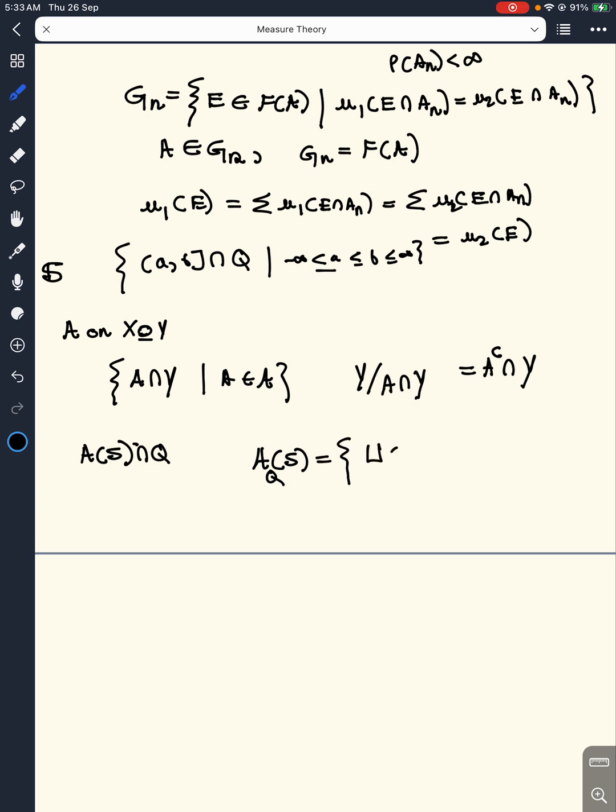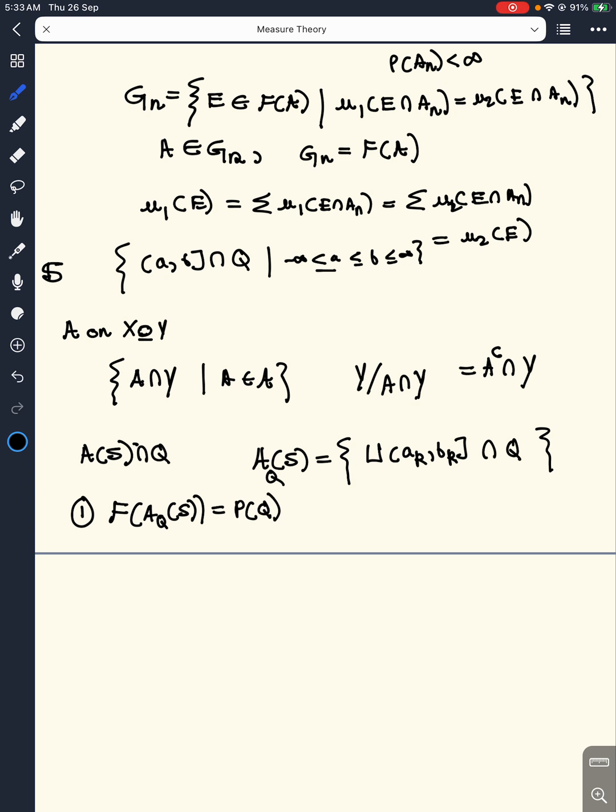All such finite disjoint unions of this intersection Q, where these belong to the algebra. I am not writing it repeatedly. So first, the sigma algebra generated by this, F of A_Q(S), is the power set of Q.